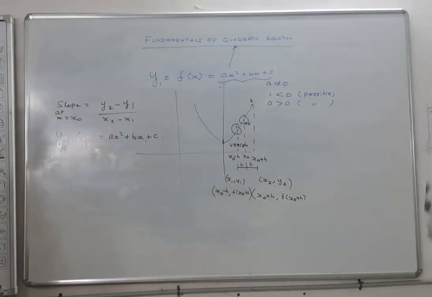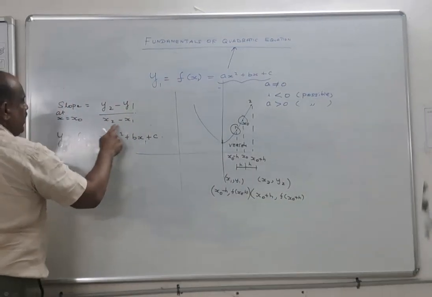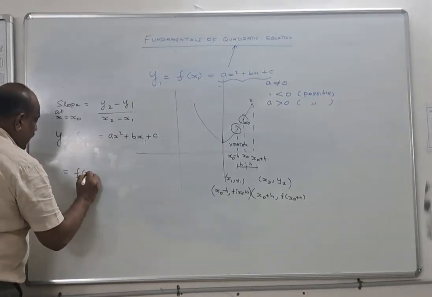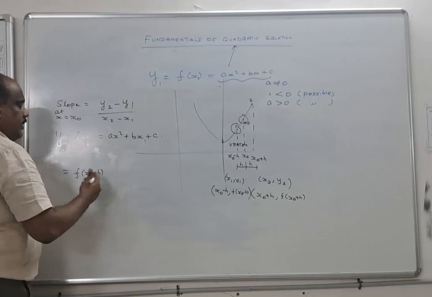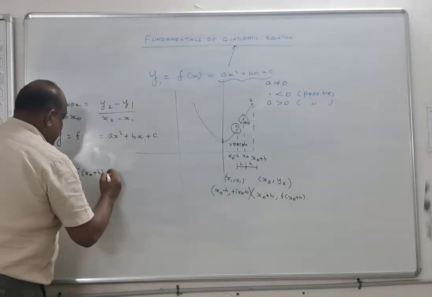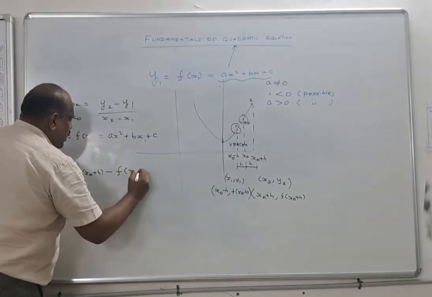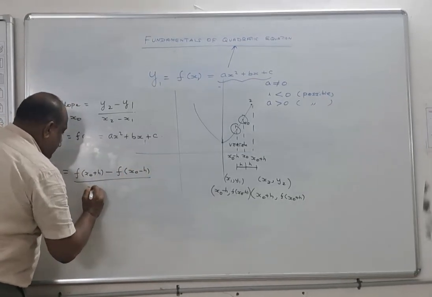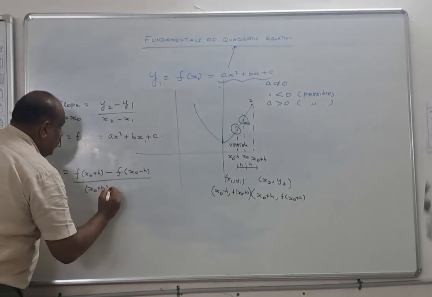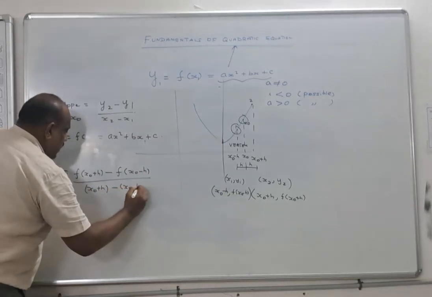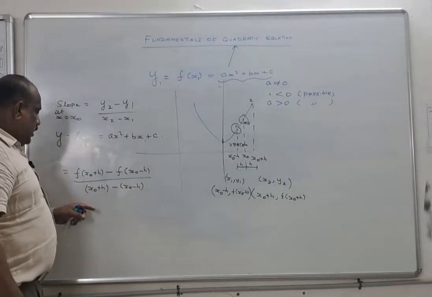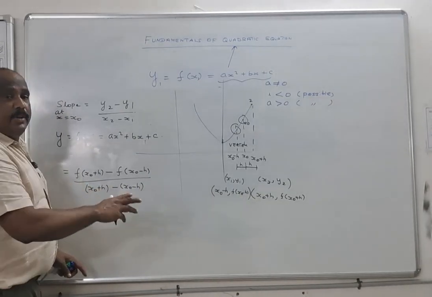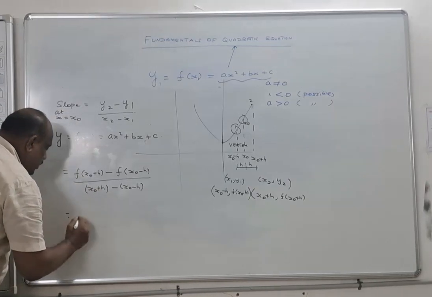Let us try to implement y2 minus y1 by x2 minus x1. What is y2? y2 is nothing but f of x naught plus h, the same thing you derived for the straight line, minus f of x naught minus h, divided by x2, which is x naught plus h, minus x1, which is x naught minus h. So what will happen? X naught will get cancelled. The minus of minus h will become plus h. So the denominator will be 2h.